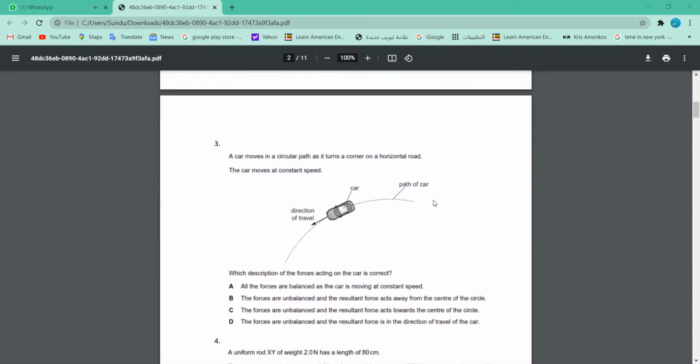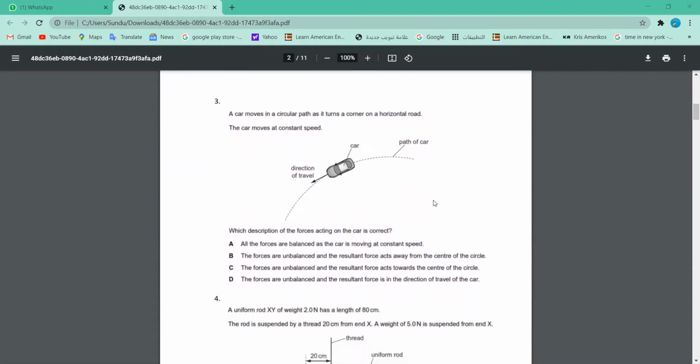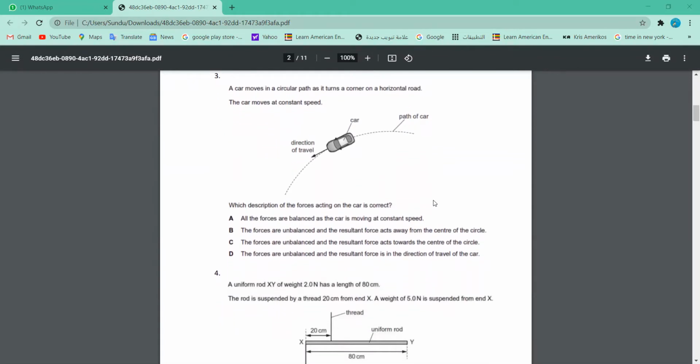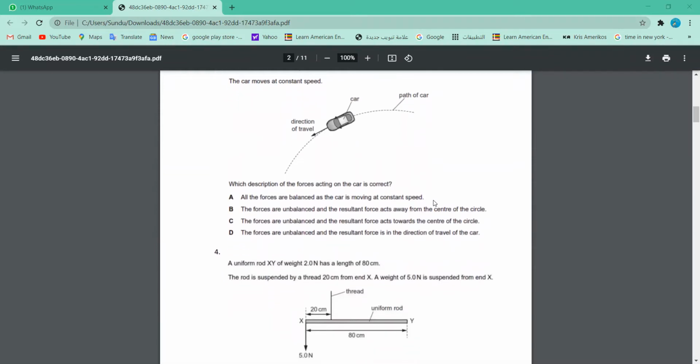Okay, question number 3. A car moves in a circular path as it turns a corner on a horizontal road. The car moves at constant speed. Which description of the forces acting on the car is correct? First of all, the forces are balanced. If all the forces are balanced, then that means there is no net force.